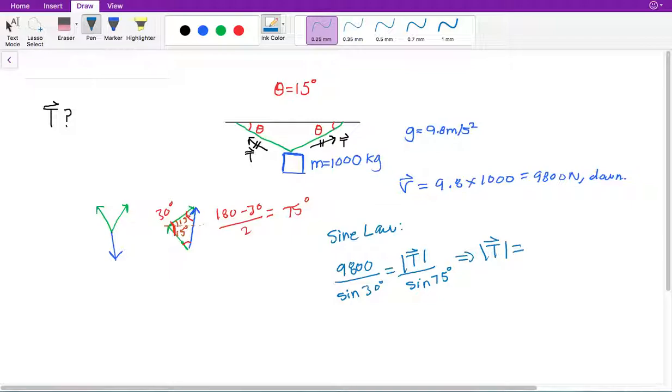Right, so now if I solve for the magnitude of the tension vector, what I get is simply sine of 75 times 9,800 over the sine of 30 degrees. And if you were to solve this, you would get 18,932 newtons. And just like that, we took what looked like a pretty complex problem, because again, we didn't have that right angle to use the Pythagorean theorem, but we were able to use the sine law to determine the magnitude of the tension vector.